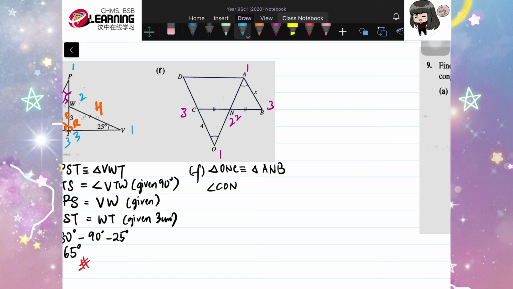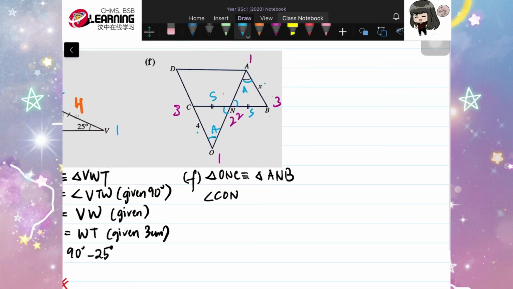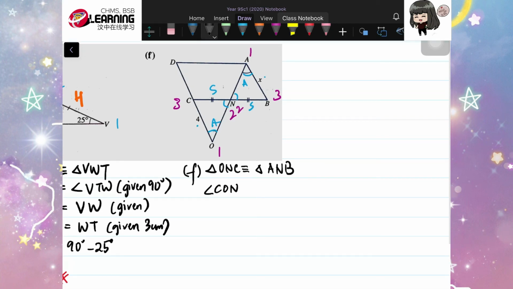Okay, now angle CON. Okay, numbering. So angle given, and then side here given, same. But we cannot say the other side here, x and 4, because they are not saying that they are the same. So we use this as our angle because they are vertically opposite angles. They did not mention here they are the same, but we can say they are the same because vertically opposite angles are equal. Okay, so angle CON is the same as angle BAN.